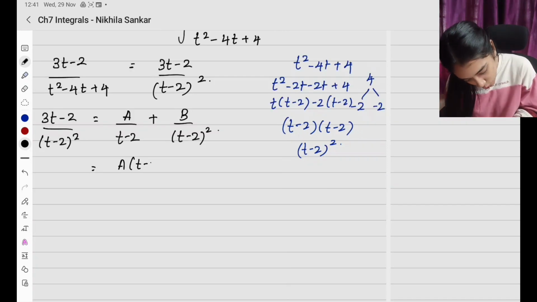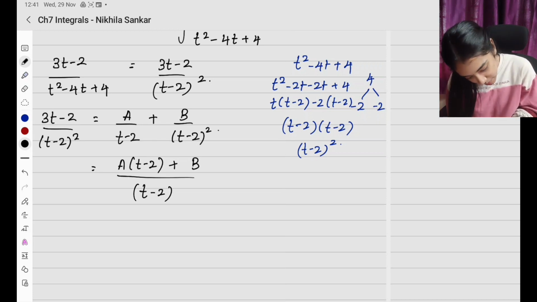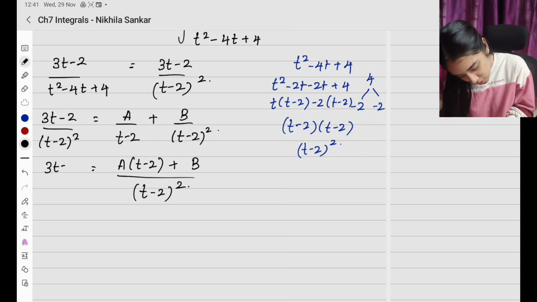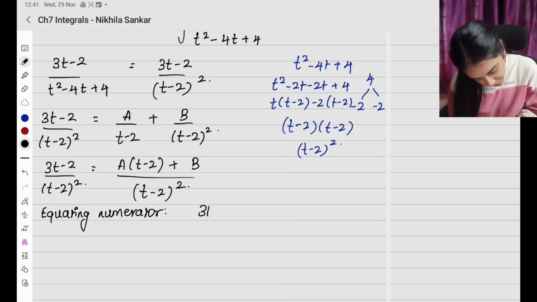So I find the LCM. I have a times t minus 2, which is missing, plus b, where nothing is missing. So only b will remain. In the denominator I have t minus 2 the whole square. So on this side, 3t minus 2 times t minus 2 the whole square. So now equating the numerator. What do you get when you equate? Start solving. So I have 3t minus 2 equals at minus 2a plus b.